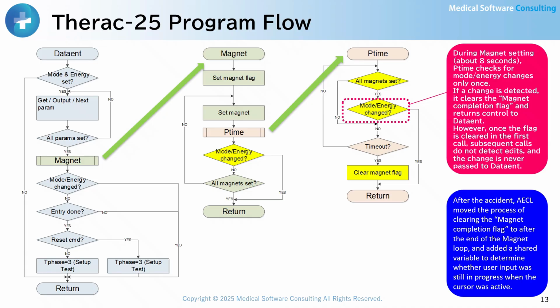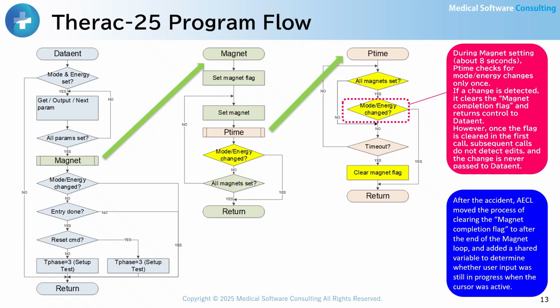In X-ray mode, the beam hits the target to generate X-rays. In electron beam mode, the target is moved aside so the beam reaches the patient directly. Within the magnet module, a magnet coupling flag was set, after which the p-time module was called to perform timed processing. On the right is the p-time module, responsible for timing control and edit detection.